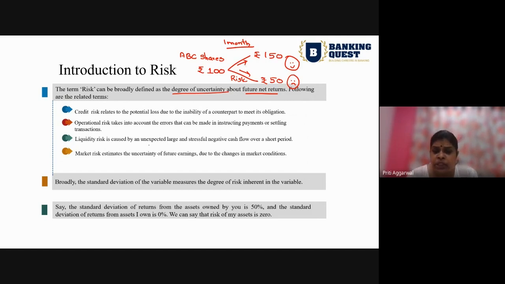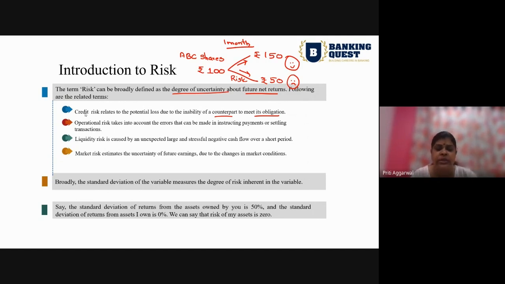Credit risk relates to the potential inability of a counterparty to meet its obligation. We will be studying credit risk in length and in breadth in subsequent sessions. But for the time being, we should understand that whenever there is a default from a counterparty who does not fulfill their share of commitment, we are faced with credit risk. Operational risk arises because of human error or internal or external factors, when there is any delay or when payments or settlement transactions are affected.